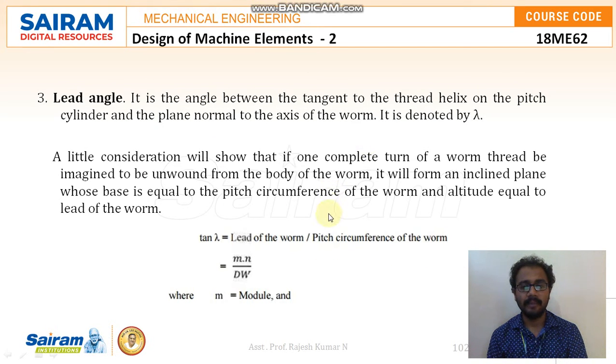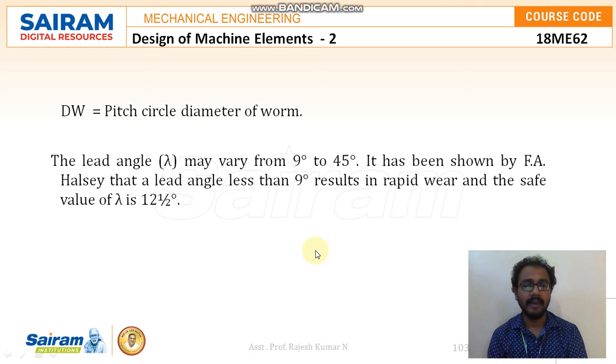Moving to the third important term, that is the lead angle, which is the angle between the tangent to the thread helix on the pitch cylinder and the plane normal to the axis of the worm, denoted by lambda. A little consideration will show that if one complete turn of a worm thread is imagined to be unwound from the body of the worm, it will form an inclined plane whose base is equal to the pitch circumference of the worm and altitude equal to the lead of the worm. So tan lambda is equal to the lead of the worm divided by the pitch circumference of the worm, that is m into n divided by dw, where m is the module and dw is the pitch circle diameter of the worm.